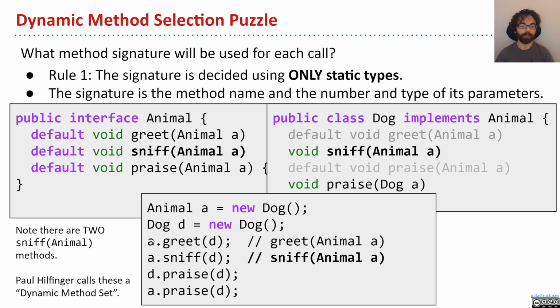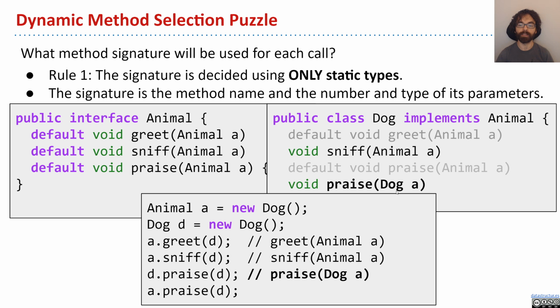All right. Now if we do d.praiseD, in that case, we look in the dog class, right? Instead of the animal class. And why? Because we're only considering the static types. So we ask the dog class, do you have a method which can take a dog? And it actually has two methods that can take a dog. And so it's going to pick the most specific one. It's going to say, I want to use praise dog.